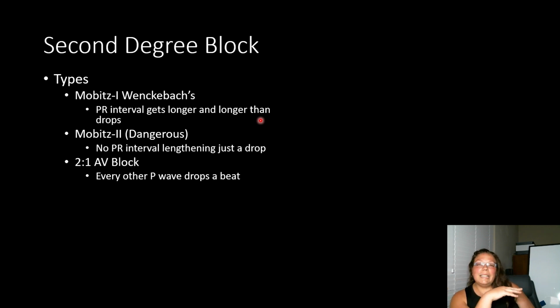Mobitz 2 is similar to Mobitz 1, but instead of that getting longer and longer, it just drops. So he got yelled at, so now he's going to come home at the same time every night, but then one night he just decides, I'm going to stay out all night. And then he gets in trouble, so he starts coming home, and everything's fine. Then another night, he just decides not to come home. So there's no lengthening between the P and R. It just suddenly drops. The P wave just doesn't have a QRS.